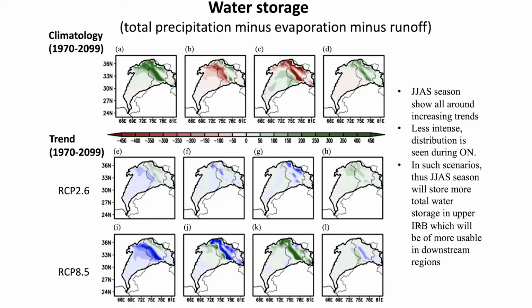DJF shows that in the winter time you have more precipitation. Of course, this is primarily climatological. In winter time we have more precipitation due to the western disturbance, as we call it in the Indian context, or the Indian winter monsoon. But in case of the water storage, in DJF time, there is a decrease in the climatological water storage we find.